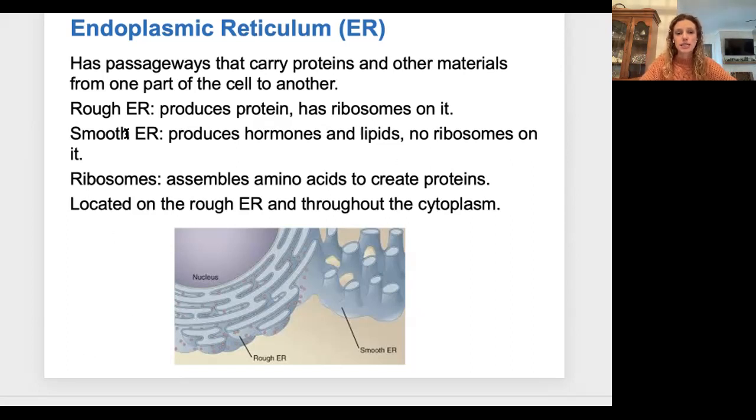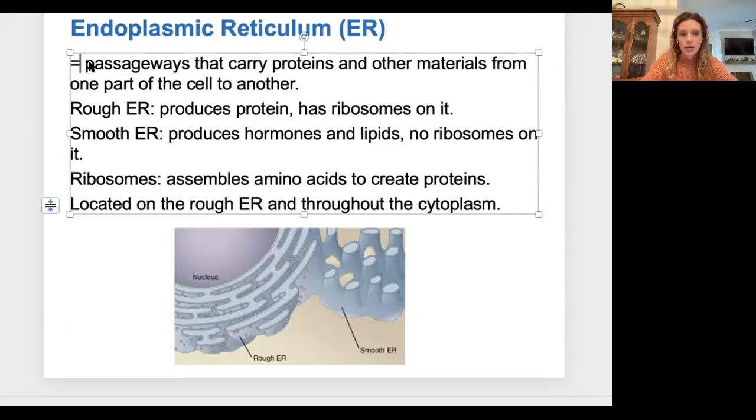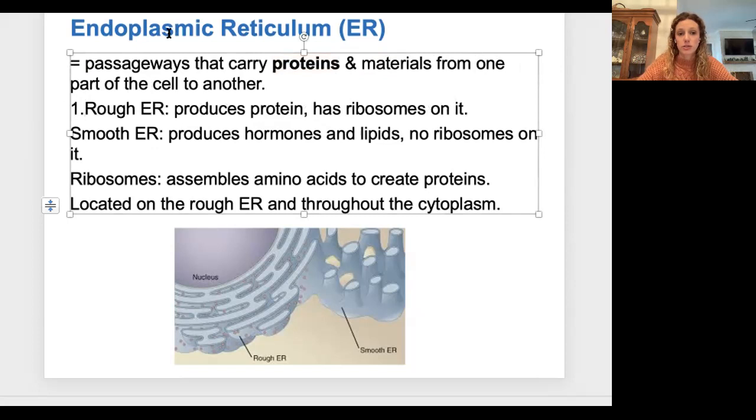Okay, so to clean this up and to make this pretty in our notes, I want you to write that the endoplasmic reticulum equals passageways that carry proteins and materials from one part of the cell to the other, okay? And then we have two types of endoplasmic reticulum.